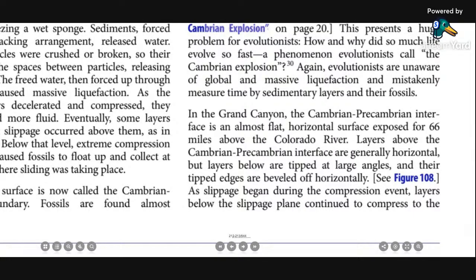In the Grand Canyon, the Cambrian-Precambrian interface is almost flat, a horizontal surface exposed for 66 miles above the Colorado River. Layers above the Precambrian interface are generally horizontal, but layers below are tipped at large angles, and their tipped edges are beveled off horizontally. See figure 108.